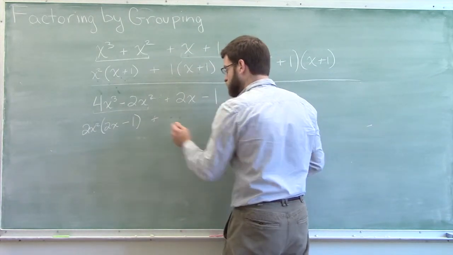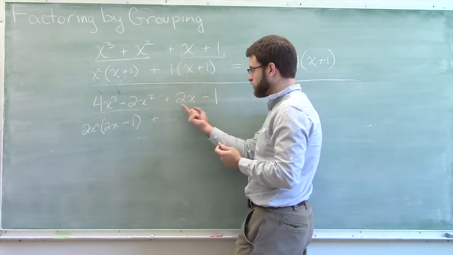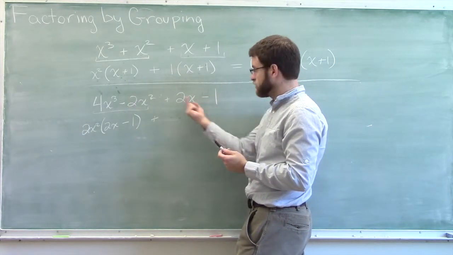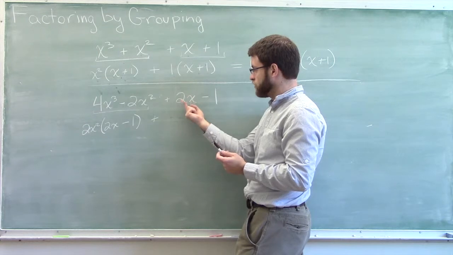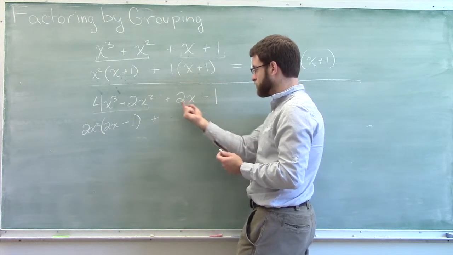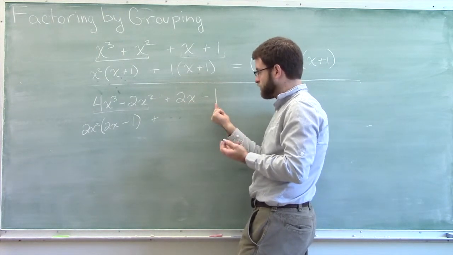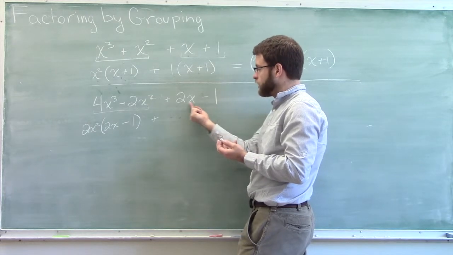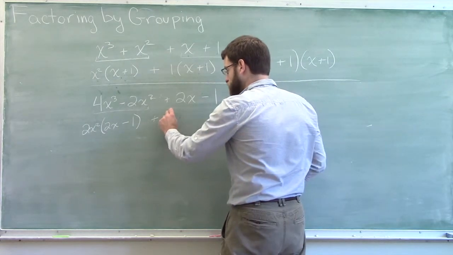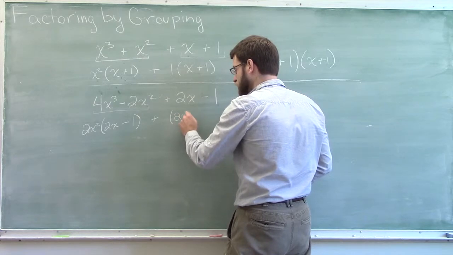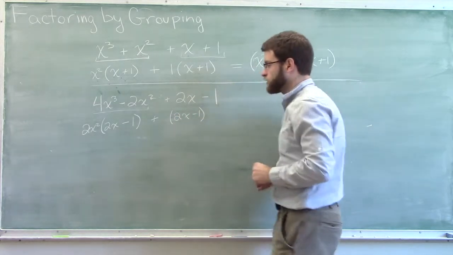Plus our second two terms. These second two terms don't share any factors. We just have a 2x and a minus 1. So there's no factors kind of left over to take out of a 1. And the x term is not shared. So this second term just looks like 2x minus 1.